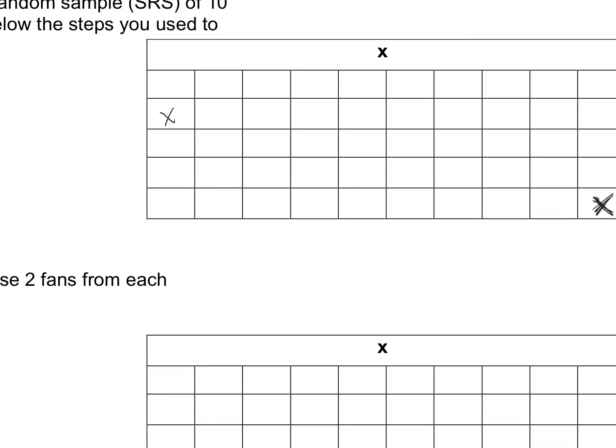So this is 1, 2, 3, 4, 5. This would be 11, 21, 31, 41. That's how I'm doing this, yeah? And then across.